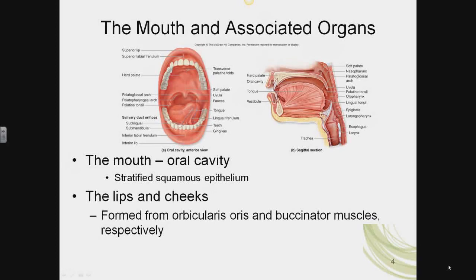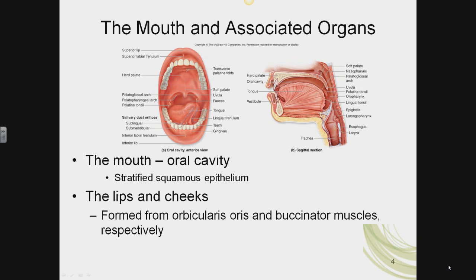Your entire mouth is lined with stratified squamous epithelium. Your textbook goes to great lengths to describe whether or not it's keratinized in this place or that place versus non-keratinized. I don't care about keratinized versus non-keratinized. I worry about the stratified squamous epithelium and you understanding why it is stratified squamous epithelium. What types of protection does this kind of epithelium afford you?